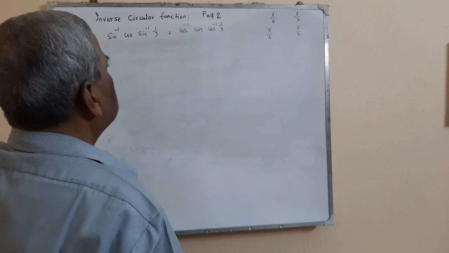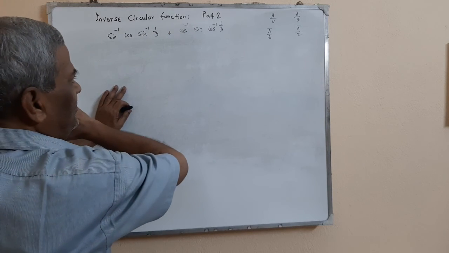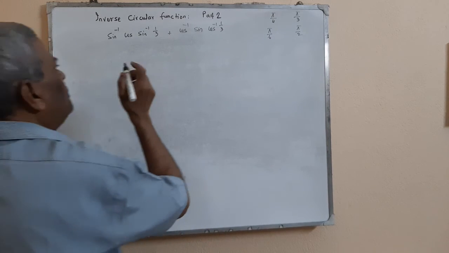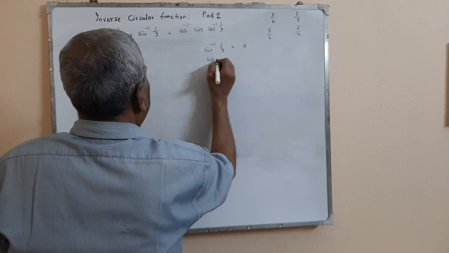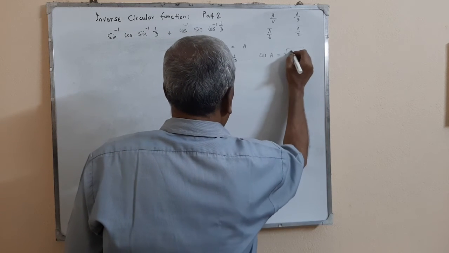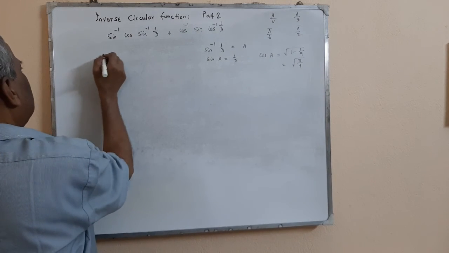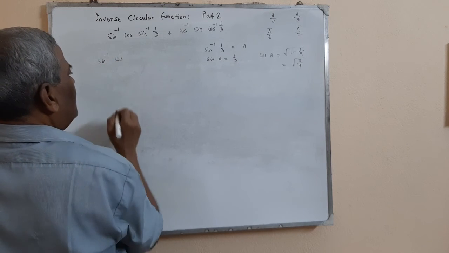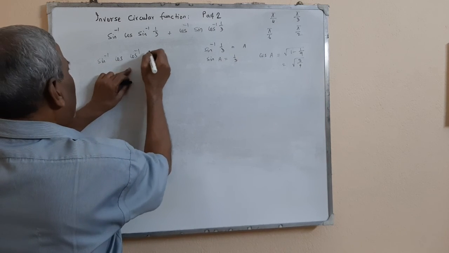So let us take sine inverse 1 by 3 is equal to A. So sine A is equal to 1 by 3. So cos A is equal to root of 1 minus 1 by 9, that is root of 8 by 9. So it is sine inverse of cos of sine inverse 1 by 3, and cos A is cos inverse root 8 by 9.